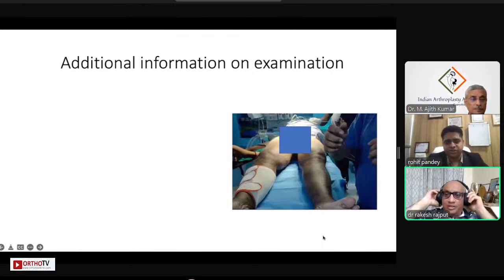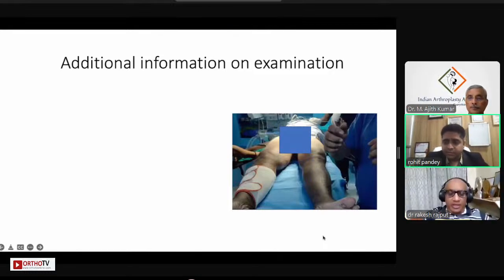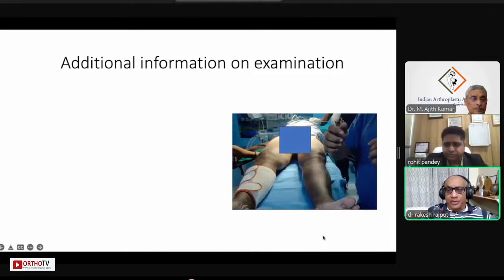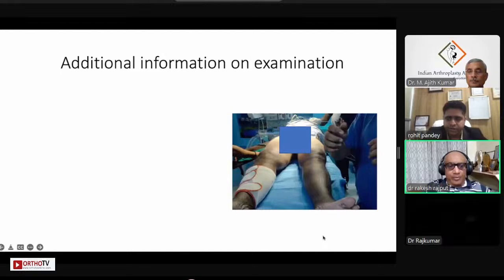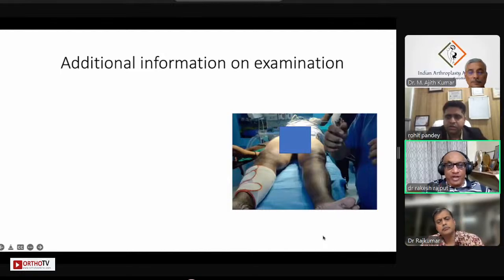Sorry, Rohit. That hyperextension deformity is always a worry, and combined with valgus, more of a worry. From whatever history I take and whatever findings, I'll even go to the extent of getting investigations done to rule out a neuropathic joint.